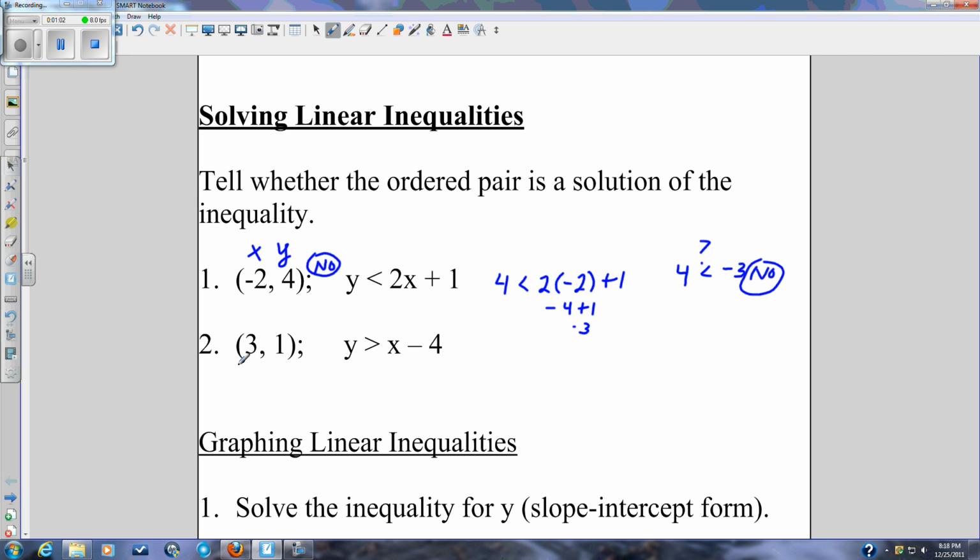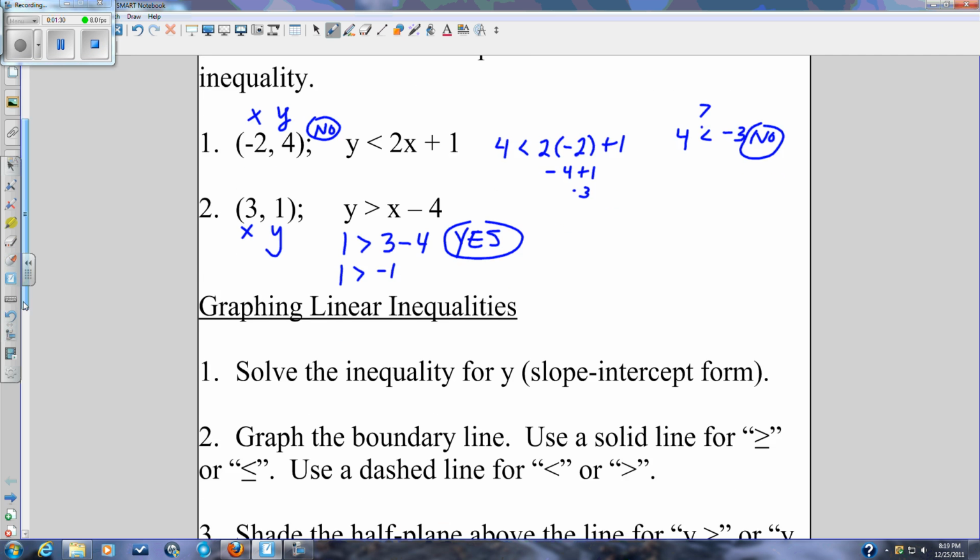So let's try the next one. We are given values for x and y. X is 3, y is 1, and we want to know, is 1 greater than 3 minus 4? And 3 minus 4 is negative 1, and 1 is definitely greater than negative 1, so we are going to say yes, 3 comma 1 is a solution of that inequality.